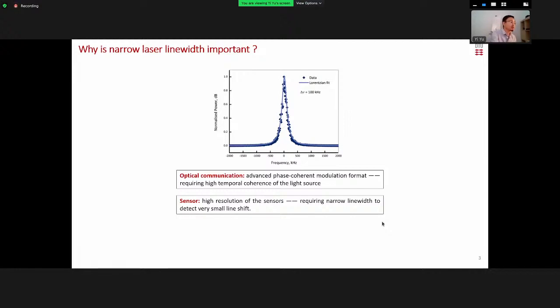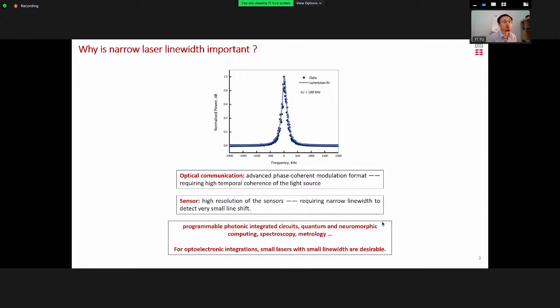Besides the conventional applications, there are also many newly arising applications where the linewidth also plays important roles, such as programmable photonic integrated circuits and quantum neuromorphic computing. So in any case, for optoelectronic integration, small lasers with small linewidths are very desirable.